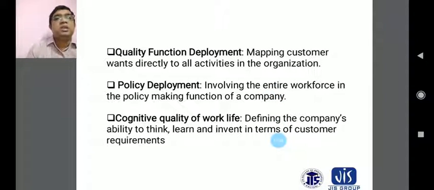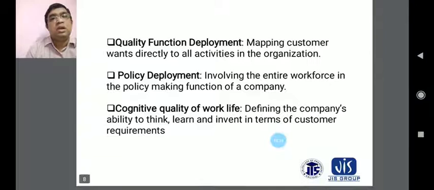Quality function deployment is mapping customers' wants directly to all activities in the organization. Basically, quality function deployment depends fully on the customers and is mapped to them, and all types of activities will be counted as part of the organization for the customers. The different types of activities will be directly correlated to the organization, and this is very essential for quality function deployment.